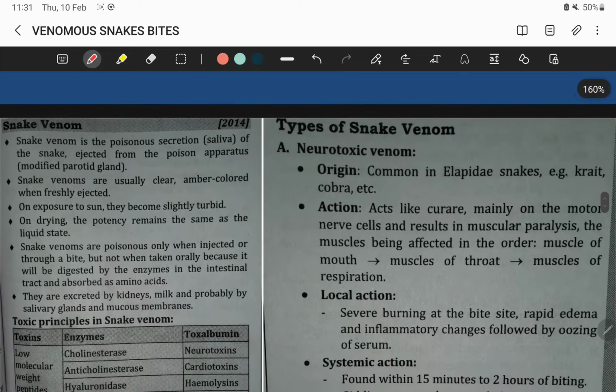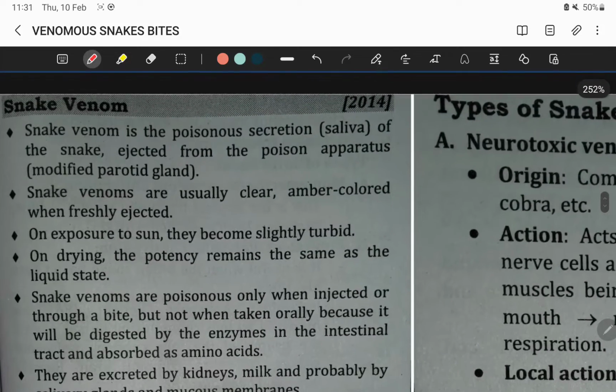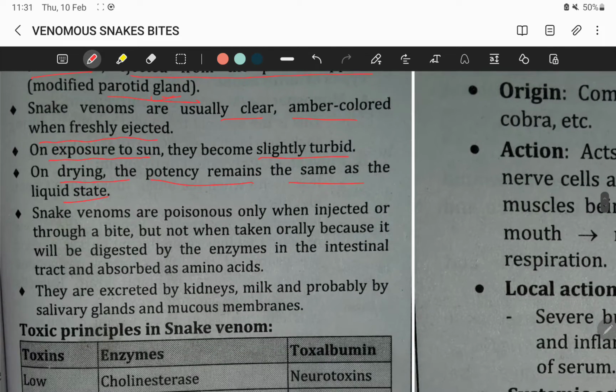So let's read about snake venom. Snake venom is the poisonous secretion, that is the saliva of the snake, okay? It is saliva ejected from the poison apparatus, which is either a modified parotid gland or, in some cases, a modified salivary gland, okay? MCQ questions can be asked. Snake venoms are usually clear amber colored when freshly ejected. On exposure to sun, they become slightly turbid. On drying, the potency remains the same as in the liquid state, so the dry state is equally potent.